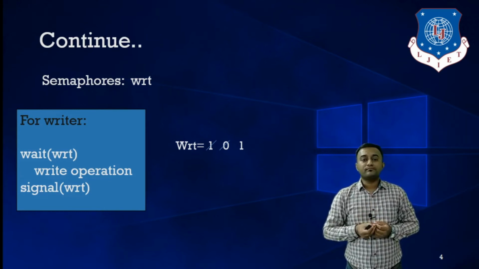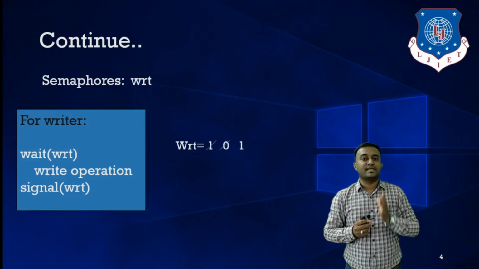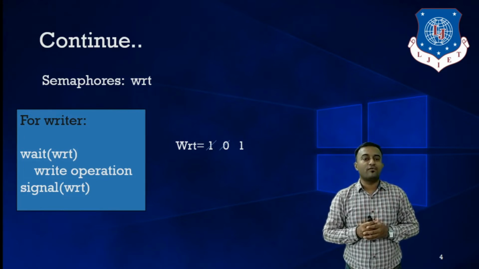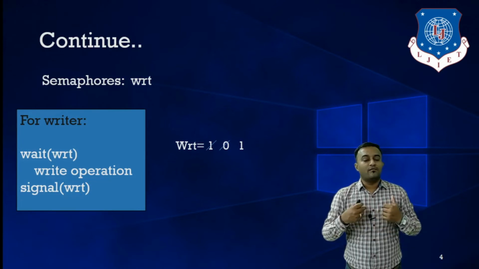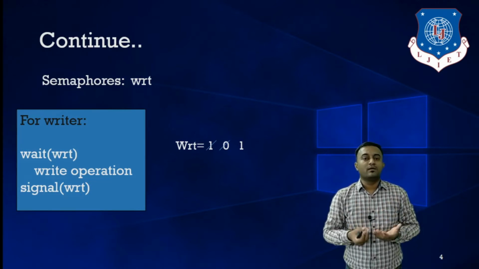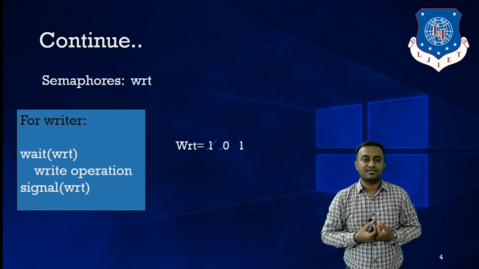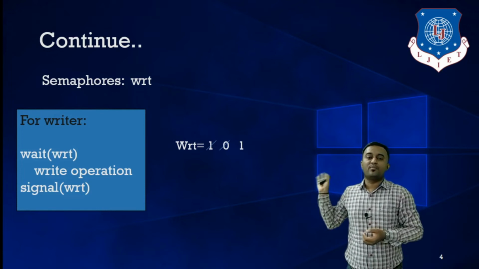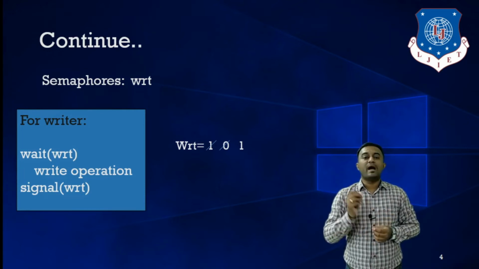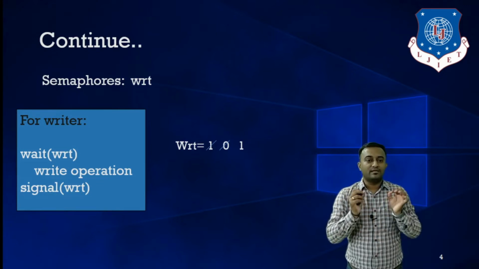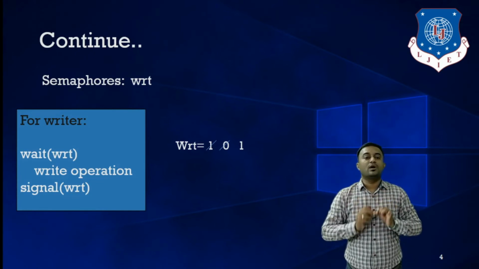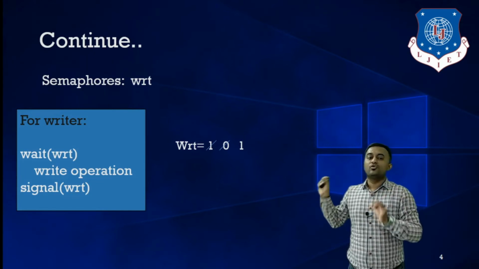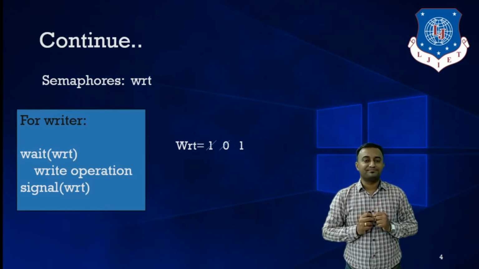First of all, the WRT semaphore value is initialized with 1. Once you call wait of WRT, the initial value of the semaphore is 1, so definitely that write process can enter into the critical section. It performs the wait operation and simply decrements the value by 1. So now the value of WRT is 0. At this particular time, one writer has entered the critical section and is doing a write operation in the document.